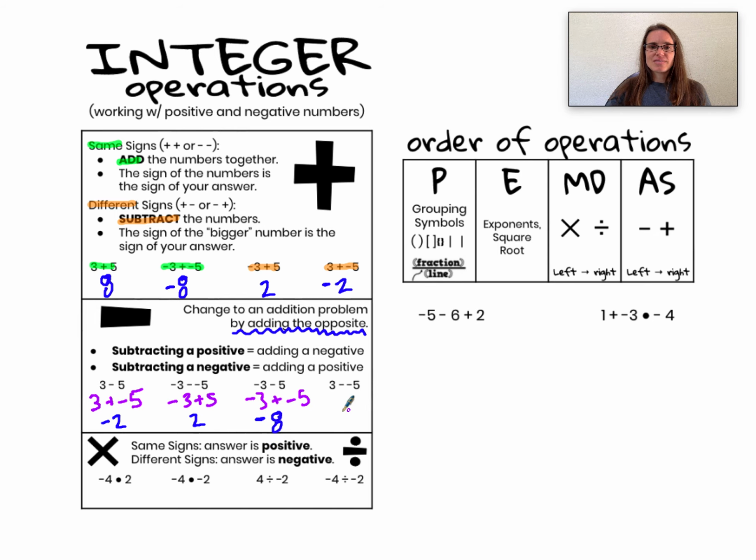Last example, subtracting a negative again, 3 minus -5. The addition problem here is much easier. Subtracting -5 is the same as adding +5. So 3 minus negative 5 is the same as the addition problem 3 plus 5, and 3 plus 5 is just 8.